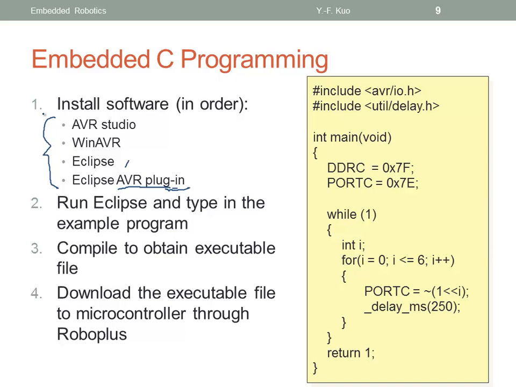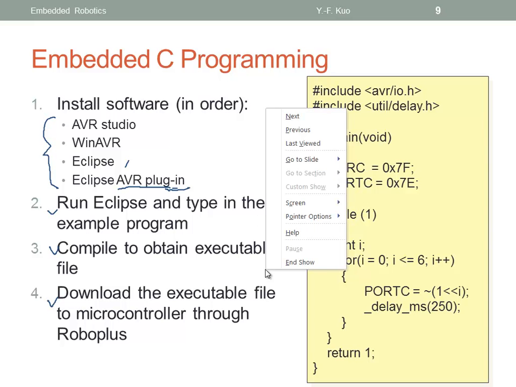Okay, and after you have those programs ready, you can run Eclipse, write your program, and use Eclipse to compile the program to make an executable file. After that, you can download the program to the microcontroller. Basically, that will make your microcontroller follow your program to do the task that you want. So let's see how to do this.